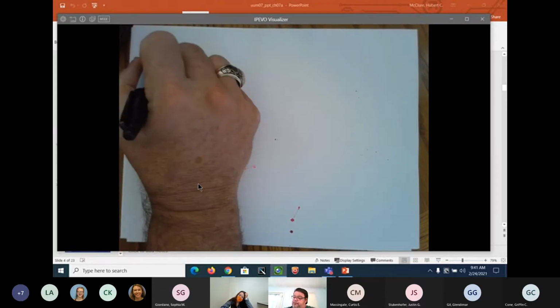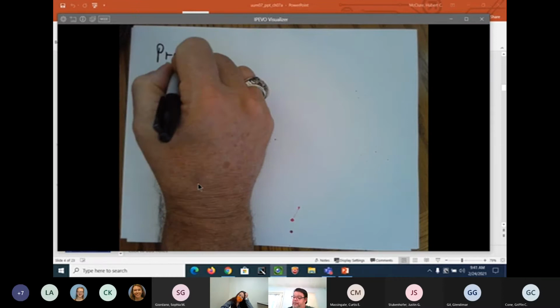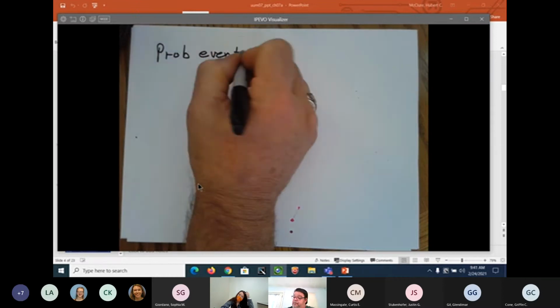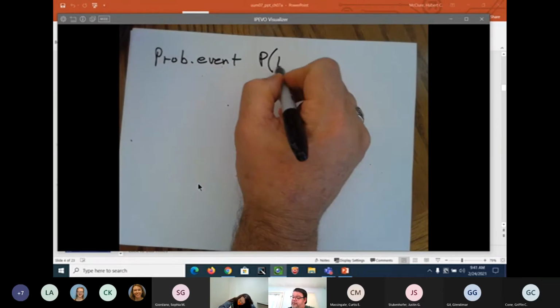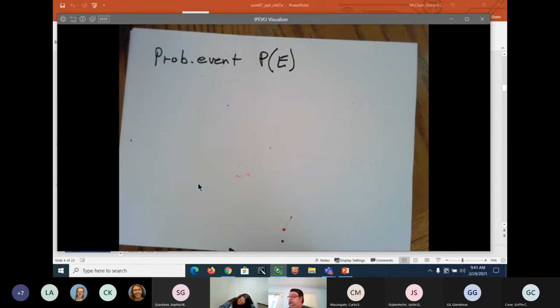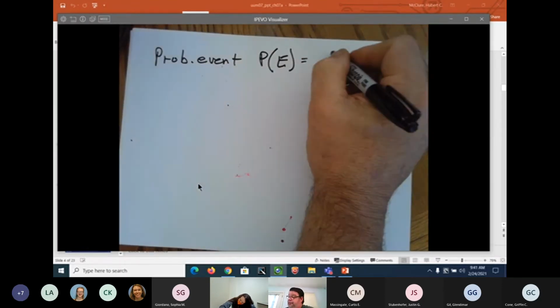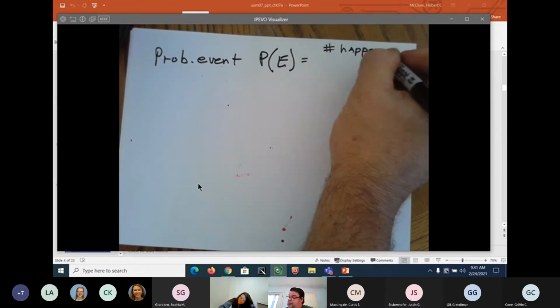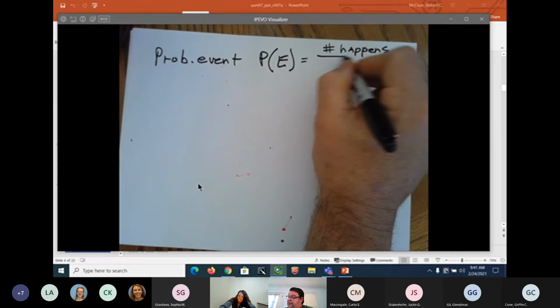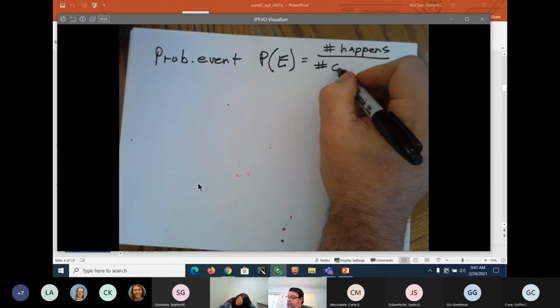Probability of an event is written like this. Probability of an event is equal to the number of times something happens over the number of times it could happen.